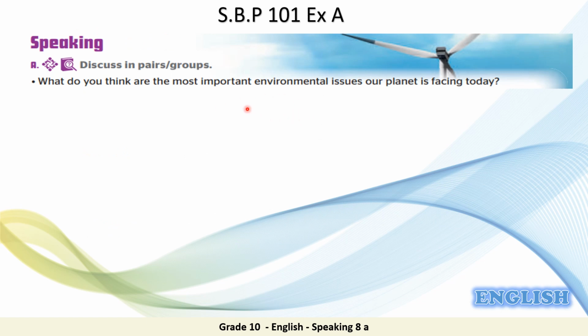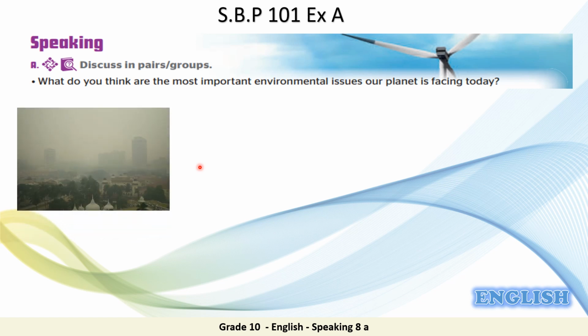What do you think are the most important environmental issues our planet is facing today? Please pause the video for a while. Think of the answer. Now let's answer together. Let's look at this picture. What do you think this problem is? That's right. This is smog, a mixture of the word smoke and fog. And as we know, smoke occurs because of gases and chemicals, and it makes it difficult to breathe.